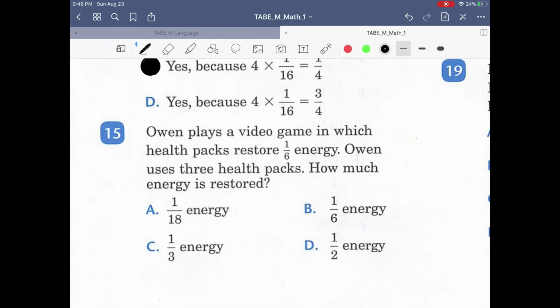Number 15. Owen plays a video game in which health packs restore 1/6 energy. Owen uses 3 of the health packs, so how much energy is restored? 1/6 times 3 is 3/6, which simplifies to 1/2. So number 15 is D.